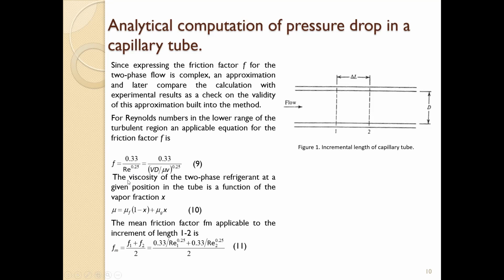So, alam niyo ito, Reynolds number. The viscosity of the two-phase refrigerant at a given position in the tube is a function of vapor fraction. Mu is equal to mu f times 1 minus x plus mu g times x. Same ng enthalpy sa specific volume. Now, the mean friction factor fm applicable to the increment length 1 to 2 is f1 plus f2 over 2, which is 0.33 over Re1 to the 0.25 plus 0.33 over Re2 to the 0.25. Then lahat i-average mo yan, divide mo ng 2.